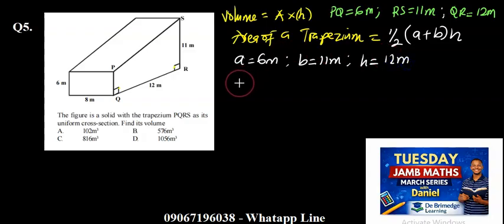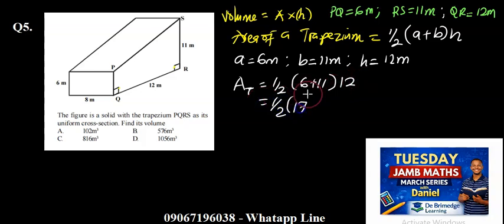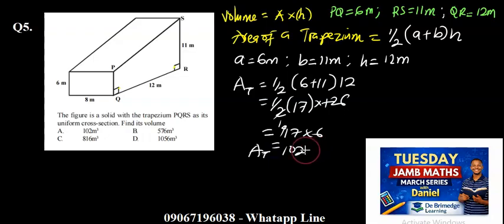So plug that in. The area of the trapezium is equal to 1 over 2 times (6 plus 11) times 12. This gives us 1 over 2 times 17 times 12. Half of 12 is 6. So 17 times 6: 7 times 6 is 42, that's 2, carry 4. 6 times 1 is 6, plus 4 is 10, so this is 102. So the area of the trapezium is 102 meters squared.